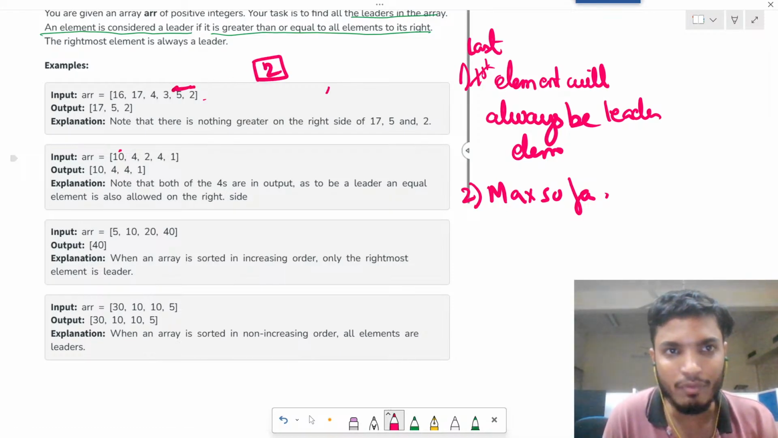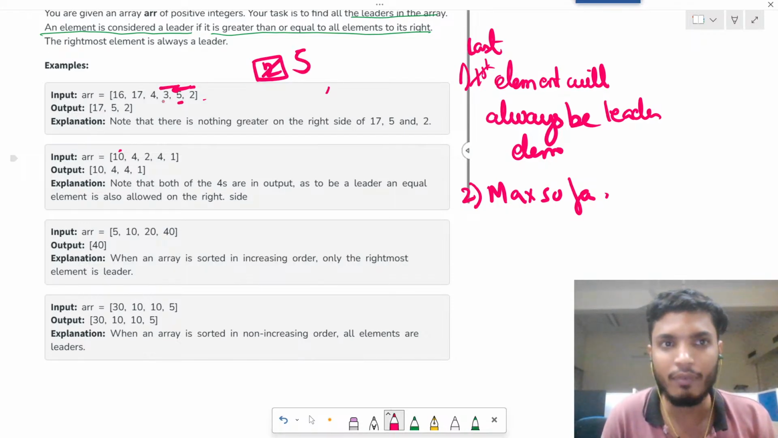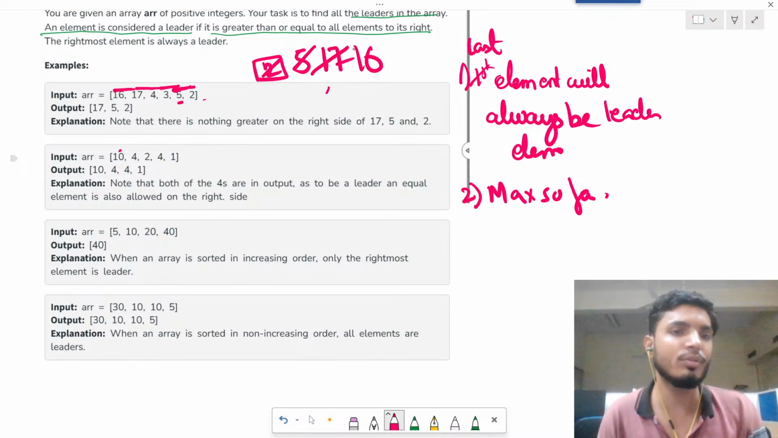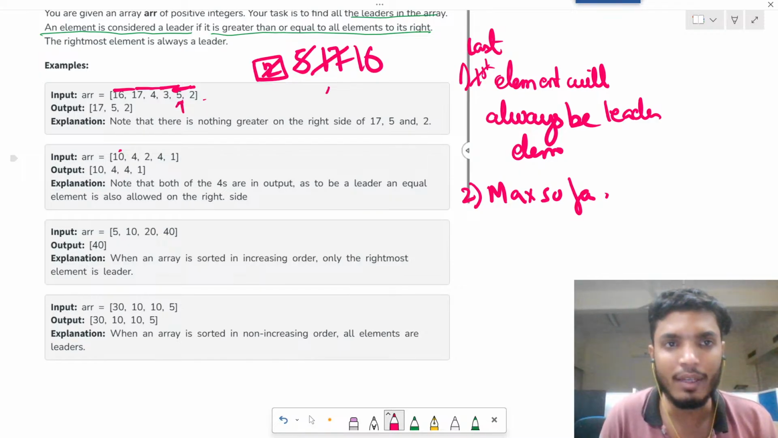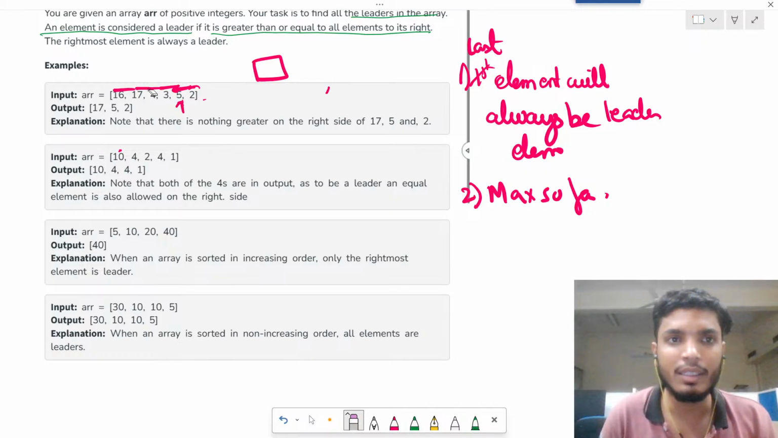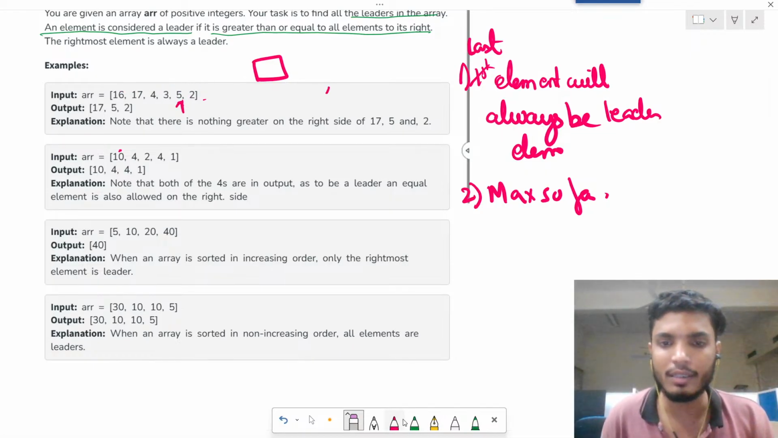Then here what is the maximum so far? 5 is bigger than 2, so the maximum so far is 5. Now the maximum so far again 5, again 5, 17 came, maximum so far 17, here 16, maximum so far 16. Like this we have to do. So here 5 has come. You have to start from here because 2 is always a leader.